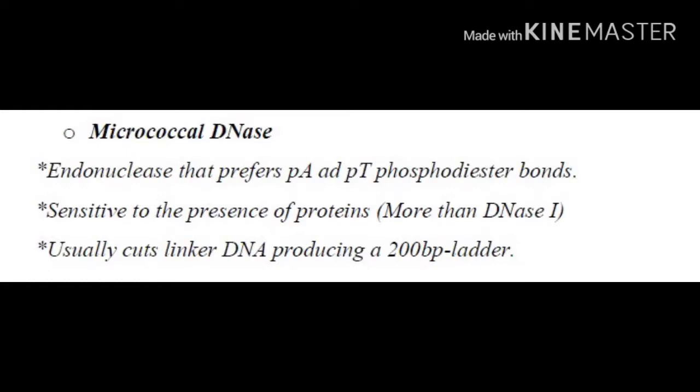كيف نحن في what does more than DNase 1 here mean? It basically means إنه they are in the presence of even small proteins or even if proteins are close to them مش necessarily معلقين على البيس pairs اللي نحن بدنا نكون عم نقص فيهم, they are going to be inactive. كمان نحن هيدي كتير مهمة إنه they are usually going to be cutting linker DNA producing a 200 base pair ladder. هون حابب بس أعلق شوي.